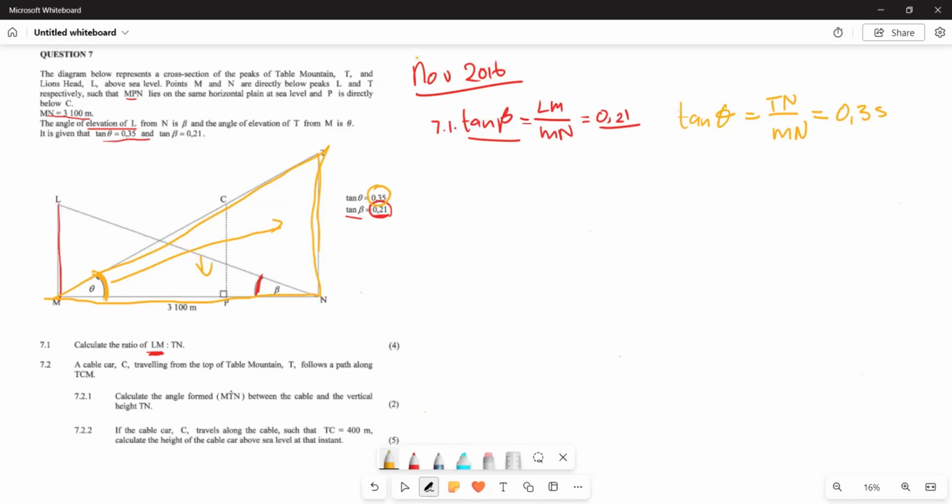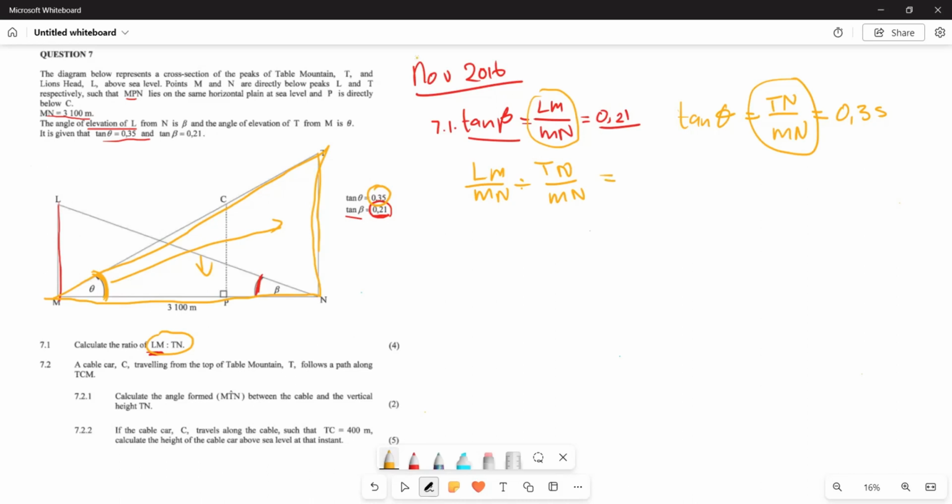Now, because they said you need to represent these things in terms of ratio, what is it that you are going to do now? You are going to take the first side and present these ratios. We are going to say your LM over MN, divided by TN over MN. Now we want to find out the ratio of both of these. And for us to find the ratio, remember we started with LM divided by MN.